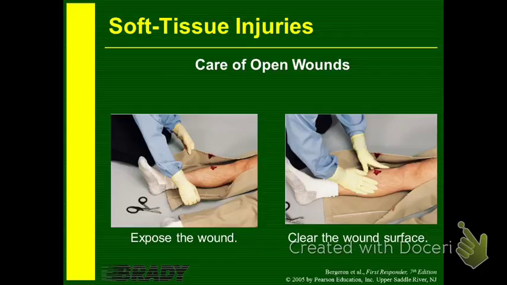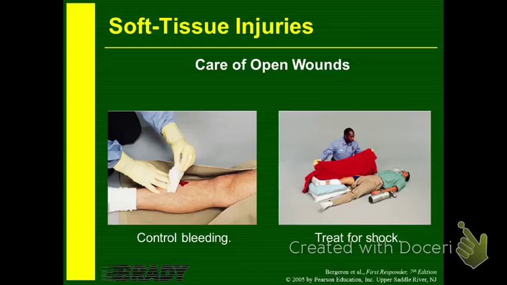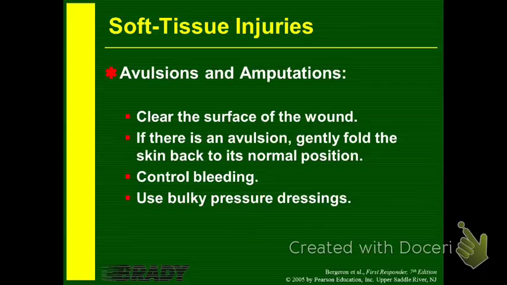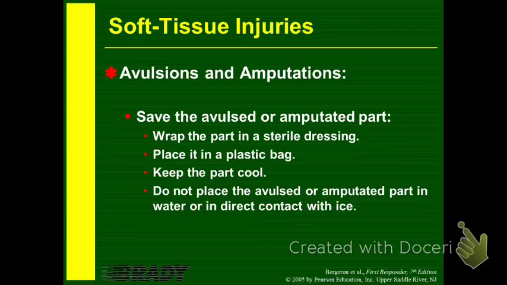So we don't expose the wound. We don't necessarily get stuff away from it. We're going to put a dry, sterile dressing over it, control the bleeding, and then treat for shock. The good thing about it is, remember that the treatment is all sort of the same when we get in there. All right. Very easy to maintain. So shock, keep them warm, elevate, high concentration of oxygen. And we talked about the avulsions and amputations already. Keep them cool, put the flaps back in. Don't freeze the part. That's very important.